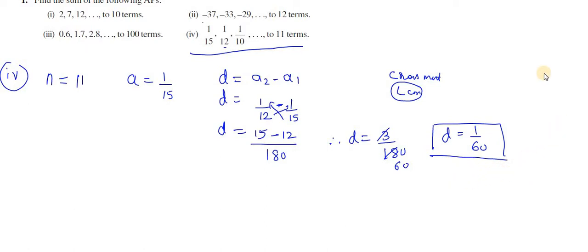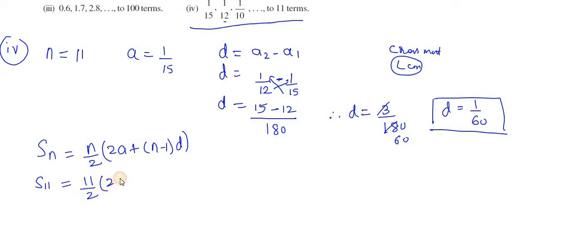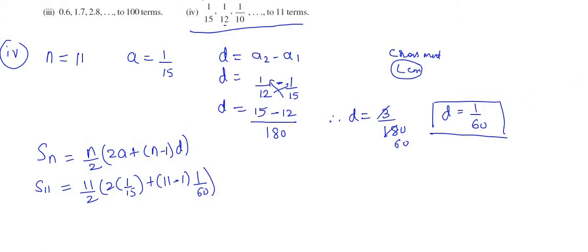Yes. So now what can we do? We need to find S11. We know the formula Sn is equal to n by 2 into 2a plus n minus 1 into d. So here S11 is equal to 11 by 2 into 2a. The a value is 1 by 15, plus n minus 1, that is 11 minus 1, into d. The d value is 1 over 60. Is it clear? All of you understood till here?